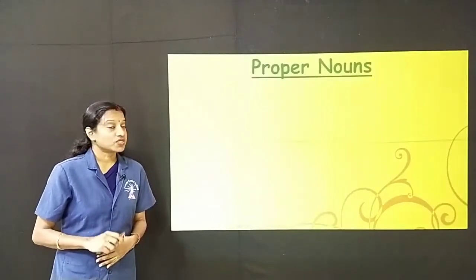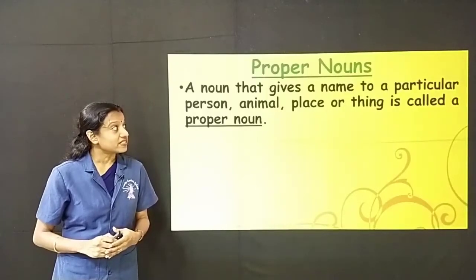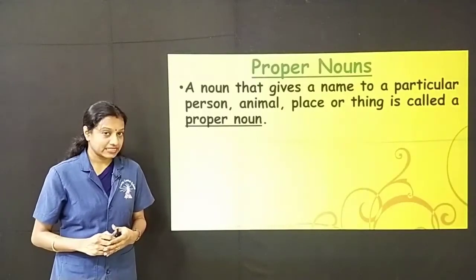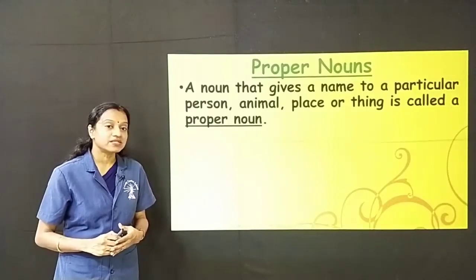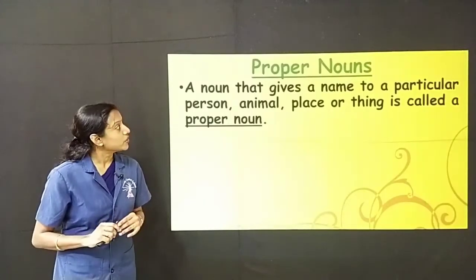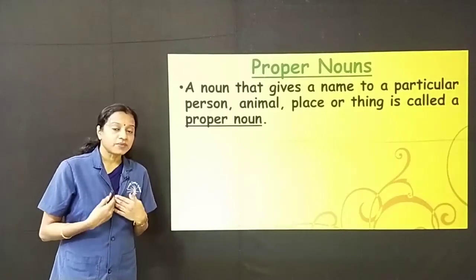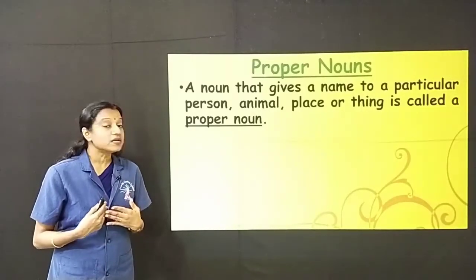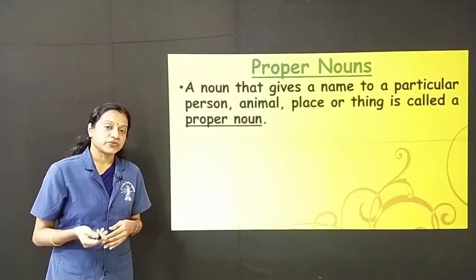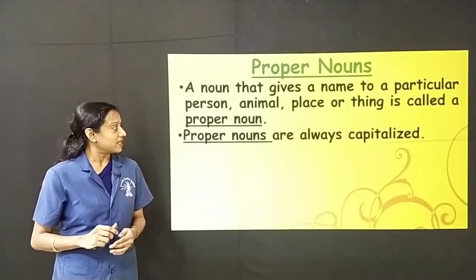So let's look at what are proper nouns. A noun that gives a name to a particular person, animal, place or thing is called a proper noun. So here it gives a particular name. For example, I am Ramitha Anchan. So my name is Ramitha. So that's a proper name. How about you? Like you all have names. It's the same thing now.